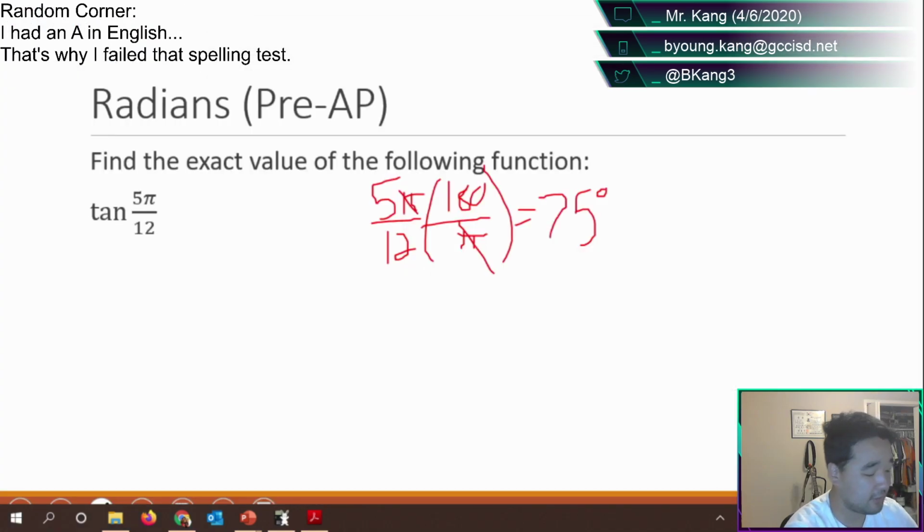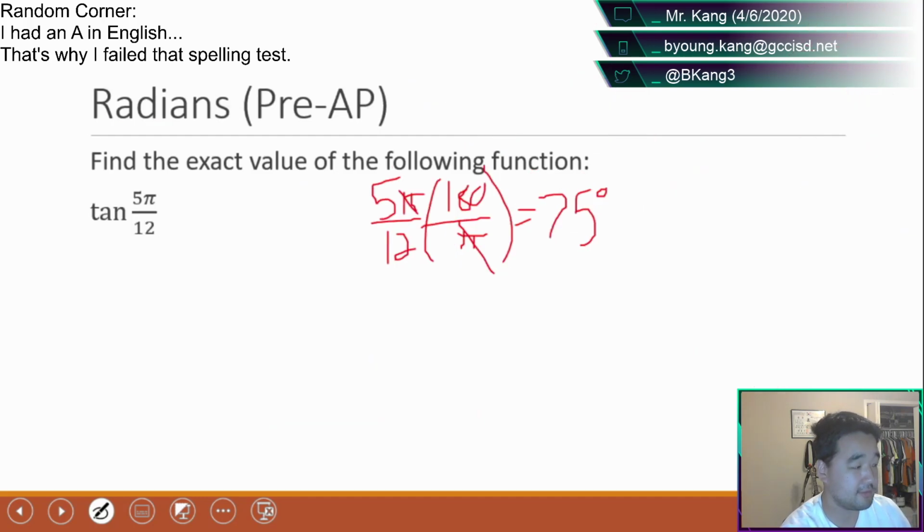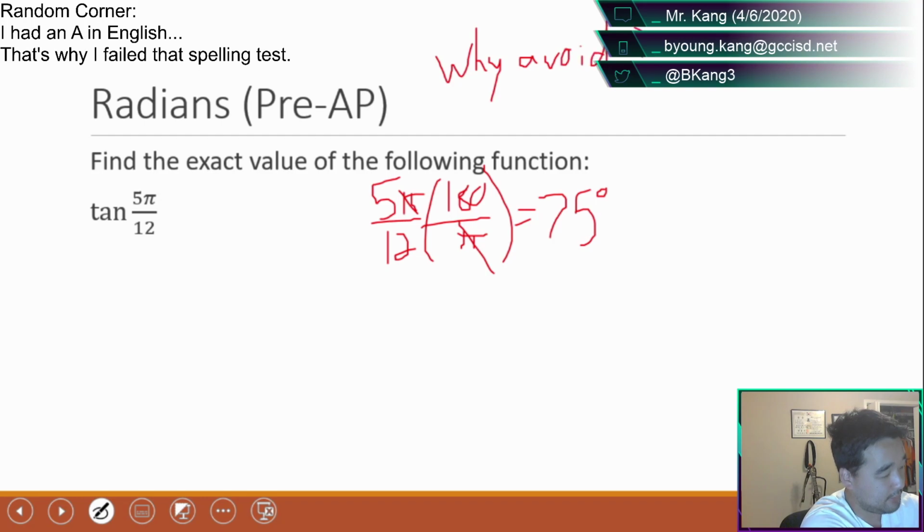So I just told you to avoid using 30, 50, 150, 210, 330. Because this is a pre-AP slide, I'll show you why. Why avoid 30 degrees, also pi over 6? So why not just show you now? Because it's a pre-AP slide.